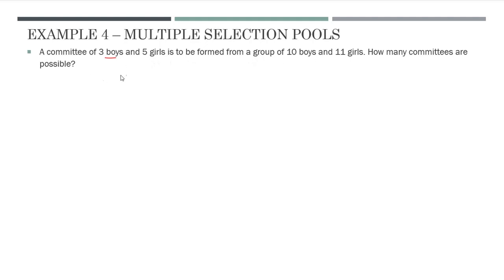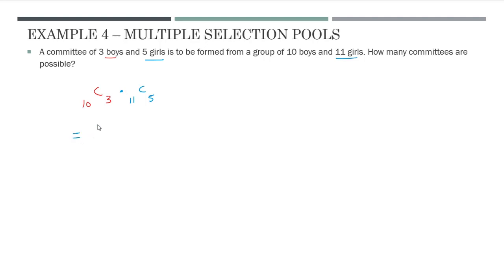So I want to choose 3 boys. So it's going to choose 3, and there's 10 possible boys we can pick from. For the girls, well, we want to choose 5. So we're choosing 5 out of 11. So it's going to be 11 choose 5. Now we do also want any combinations combined with these as well. So it's going to be a multiplication.